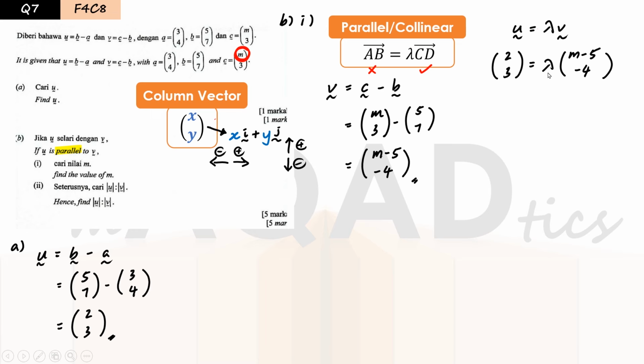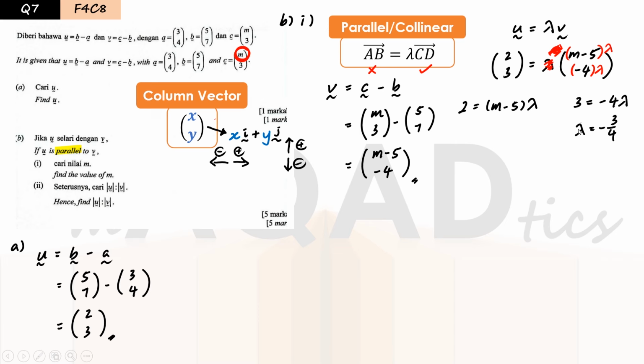Now for the lambda here, I am going to multiply it into the vector. And what we are going to do is compare the values on top and the values at the bottom. Why we do this is because we can find out the value of lambda and m. According to these two equations, we can solve this one first, because we can find out the value of lambda straight away, right? It's just moving this negative 4 to the other side, so lambda will be equal to negative 3 over 4.